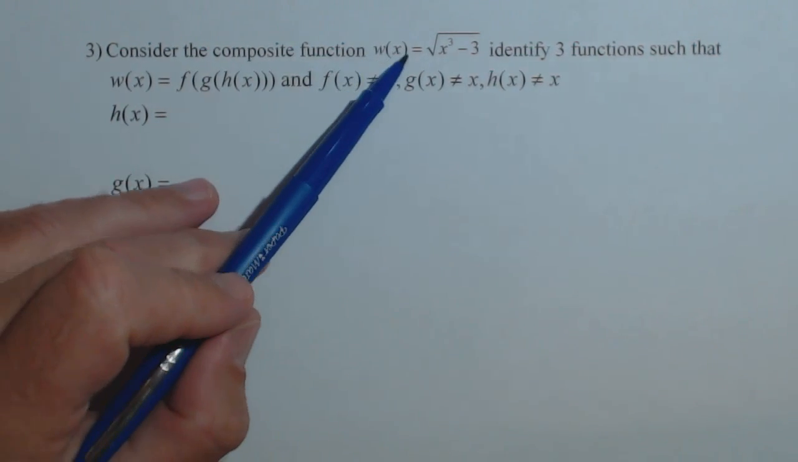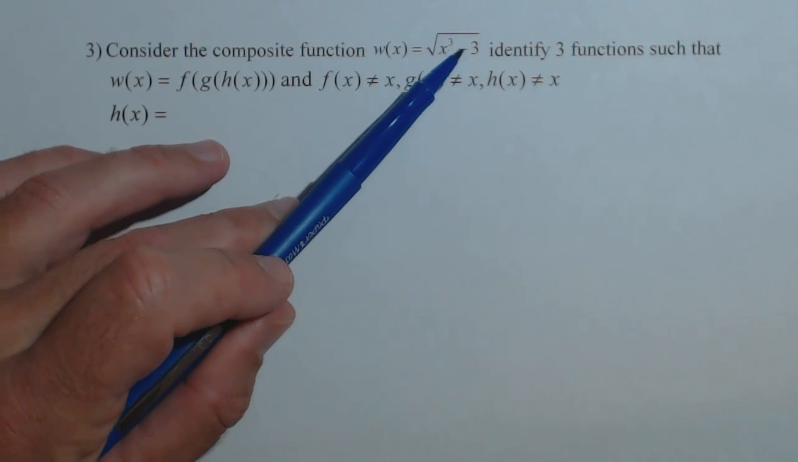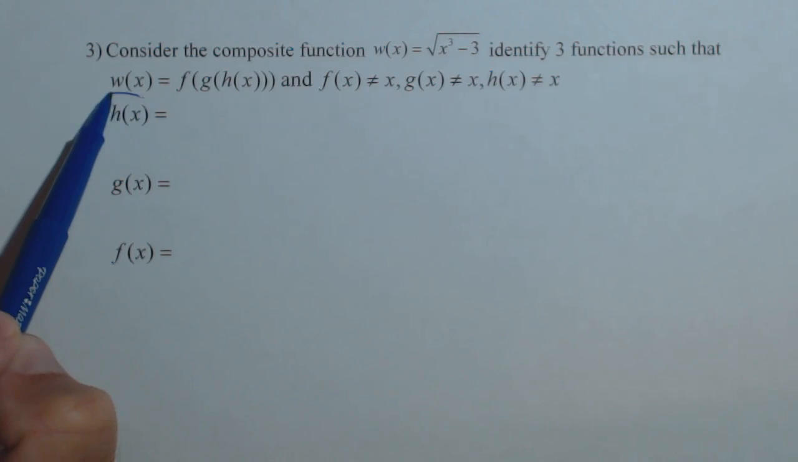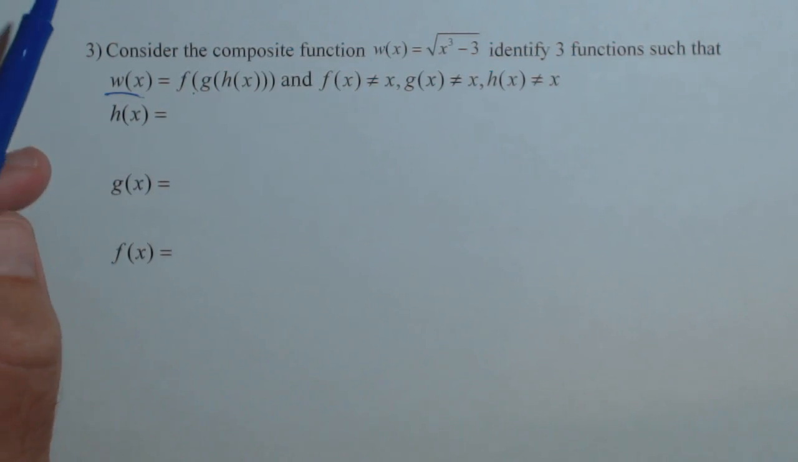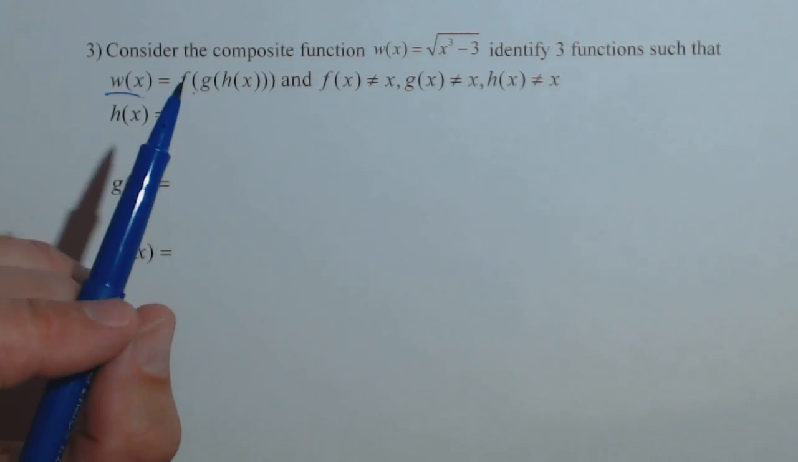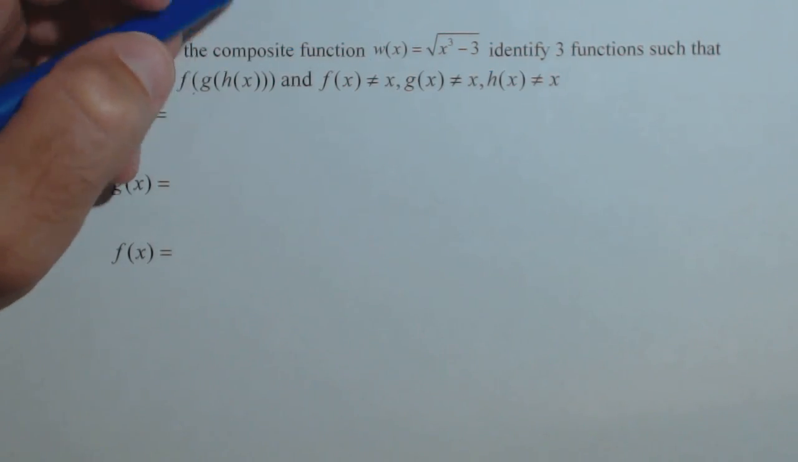So we're given the function w of x equals the square root of x cubed minus 3, and we want to give three functions such that w can be broken into a composition of three functions. So we're decomposing the function. None of them can be equal to x because that simplifies the case too much. We'll do one, and we may do a second one.